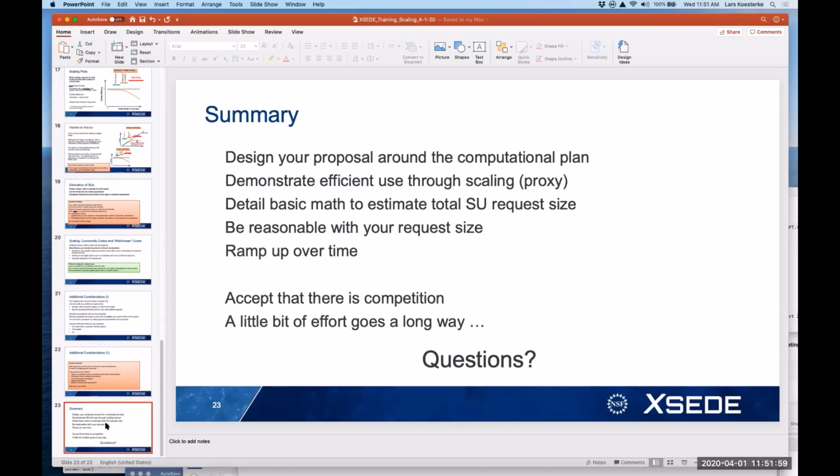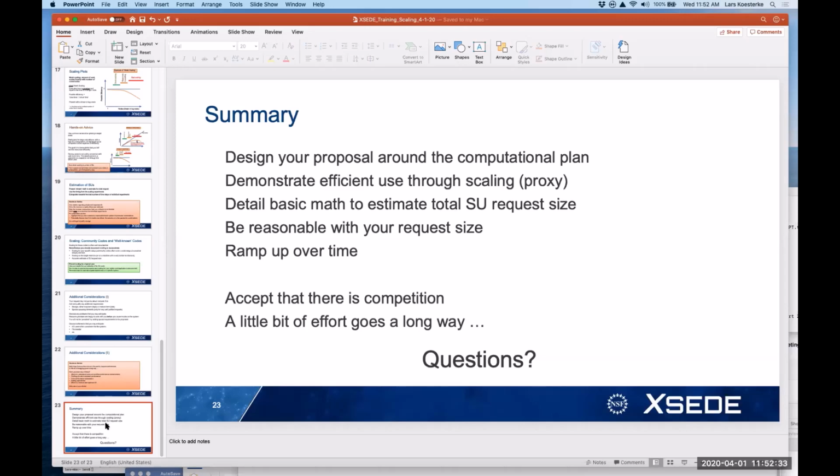It's a non-ideal situation, but that's the way it is. Scaling is the easiest way to get at least some handle on what your software is doing. Add some basic math that tells the reviewer how you estimate your total SU request size. Be reasonable with your request size. Keep in mind how many nodes a machine has, how many hours there are in a year, and think about ramping up over time.